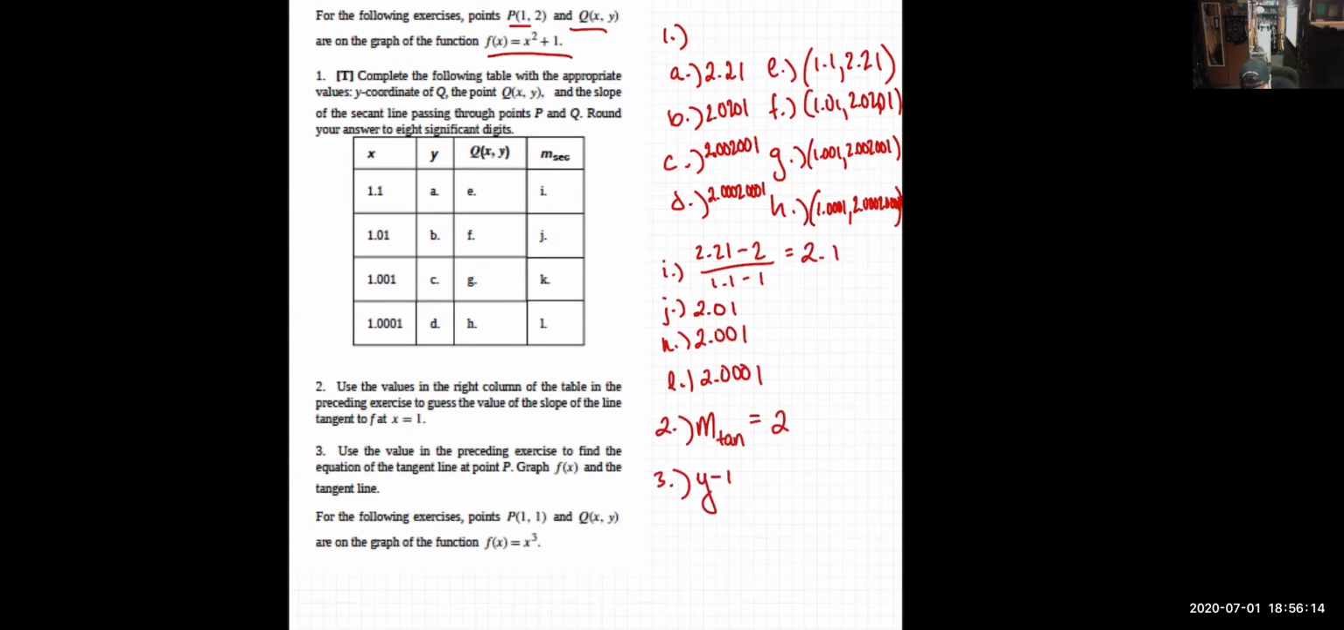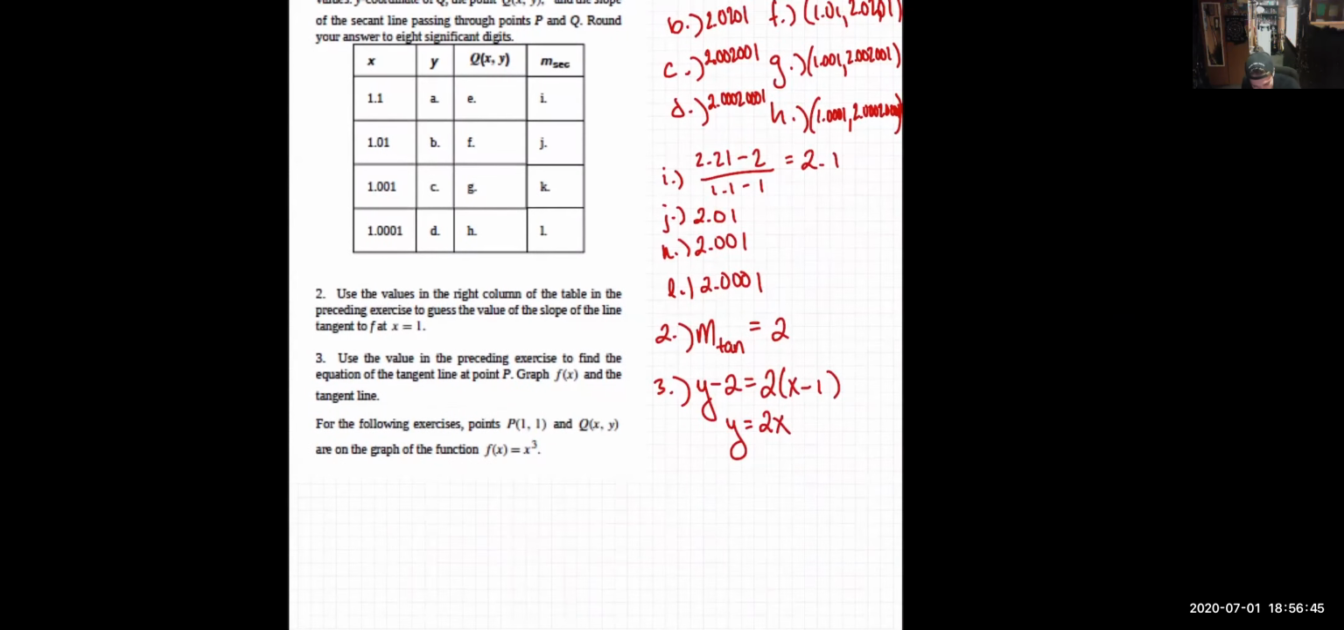So our line would be y minus 2, the y coordinate is 2, is equal to 2 times x minus 1. In other words, if I redistribute this, maybe we want to get it into slope intercept form rather. This is point slope form. We want it in slope intercept form. I'll distribute out the 2. So that would be y minus 2 equals 2x minus 2. Add 2, so that would be y equals 2x.